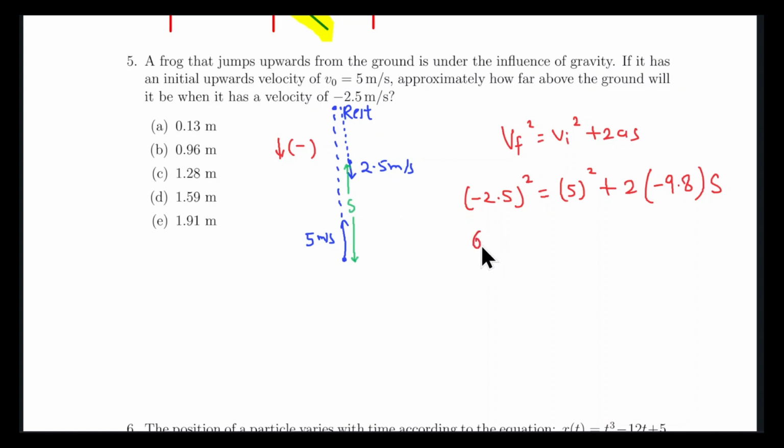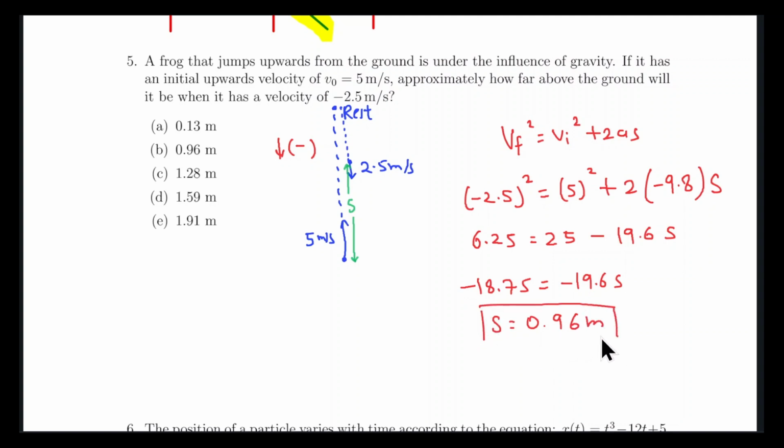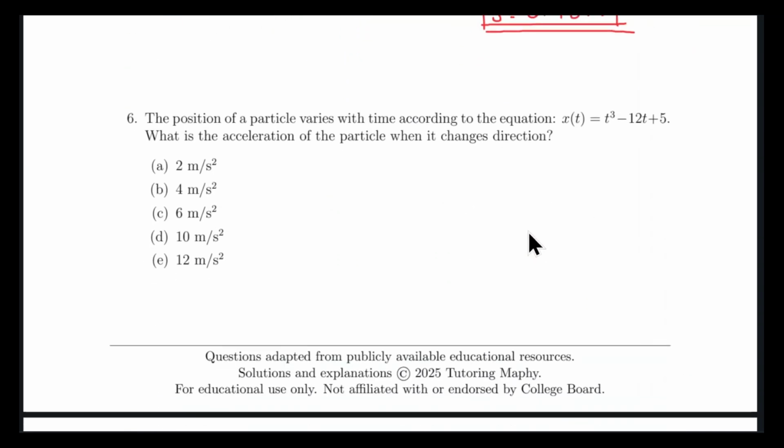This is 6.25. This is 25. This is 19.6, I believe. As 6.25 minus 25 is negative 18.75. Negative 18.75 is equal to negative 19.6 s. S divided by negative 19.6 will give me the answer as 0.96 meters. And yes, fortunately, this is in the options, so I'm going to mark option B, right? Hope this makes sense.